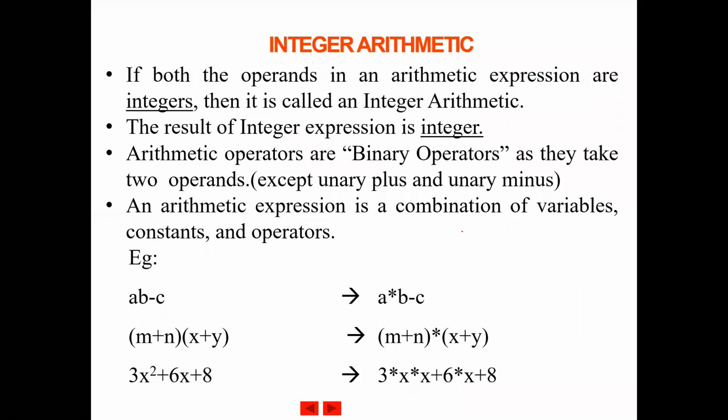After that, we saw different data types, integer and then float data type. If both operands are declared as integer variables, then you will be performing integer arithmetic, right?